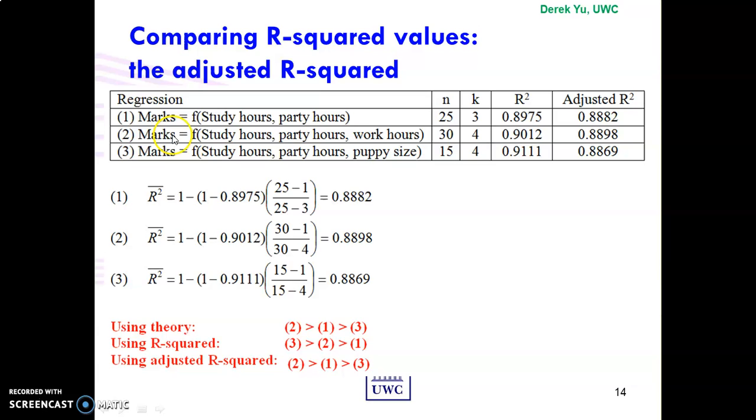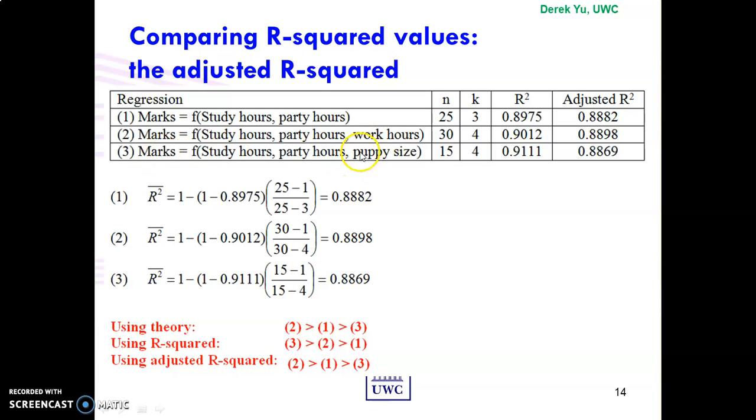So I've got three regressions, different sample size, different k. And if we use theoretical thinking, let's look at the first regression, marks explained by study hours and party hours. I think both explanatory variables make sense. I think it is a good regression. But if we look at the second regression, marks explained by study hours, party hours, and work hours, I think we should add the work hours because some students work part-time. It could have some negative impact on the academic performance. So I think regression 2 is actually better than regression 1 because it includes one more relevant explanatory variable.